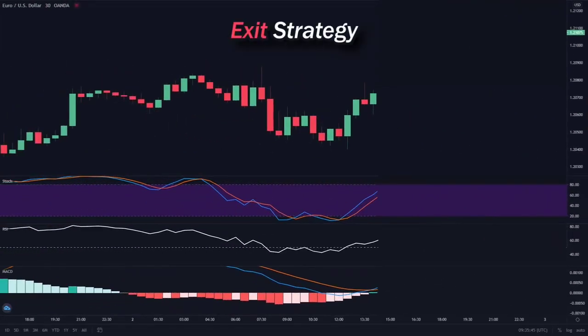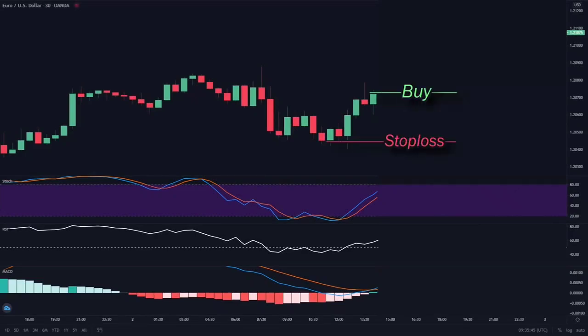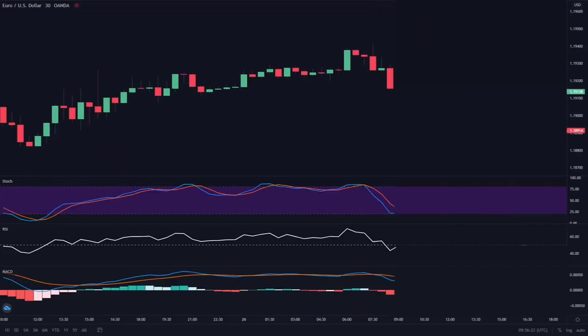Now for your exit strategy. If you took buy positions, you want to place your stop loss below the nearest swing low and set your profit target at 1.5 times your stop loss. Similarly, if you took sell positions, you want to place your stop loss above the nearest swing high and set your profit target at 1.5 times your stop loss.